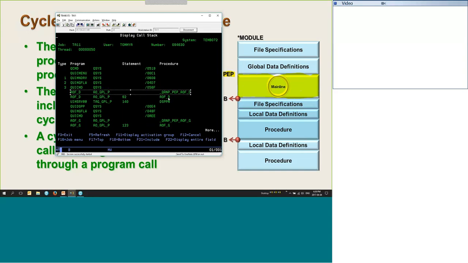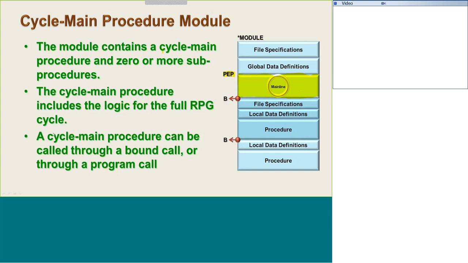So when you do a create bound RPG, you are creating the module or the procedure. This main line is a procedure which has the same name as the program. You can see it again here. AOFG is a PEP, and AOFG is a procedure immediately following it. So the cycle main line is callable through either a bound call as a procedure or as a program call as a program. So you can call it one of two ways.